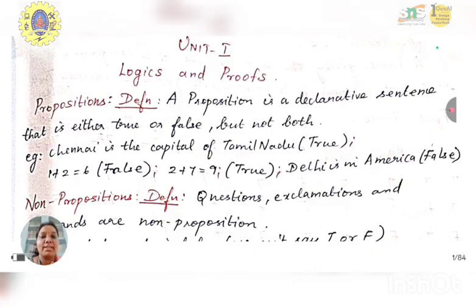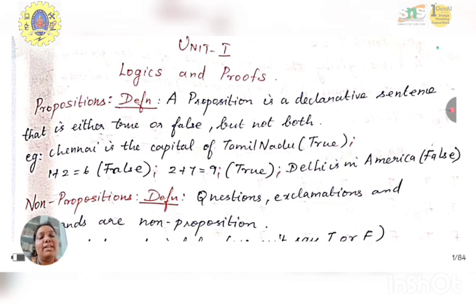A proposition is nothing but a declarative sentence that can be either true or false, but not both. For example, Chennai is the capital of Tamil Nadu is a true statement. If we say that Delhi is the capital of America, that is a false statement. If we are raising a question, maybe jasmine is white in color, we know that, but if we are raising a question like jasmine is red or blue, then we don't say that it's true or false, we will say the answer only.